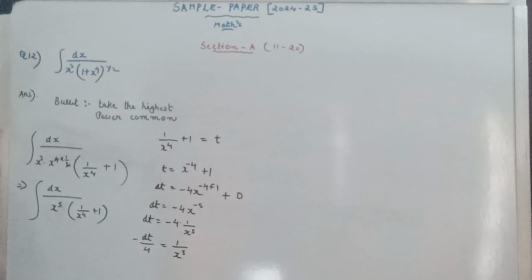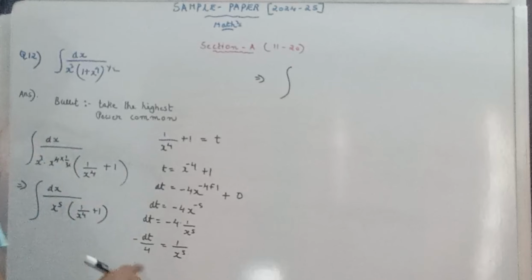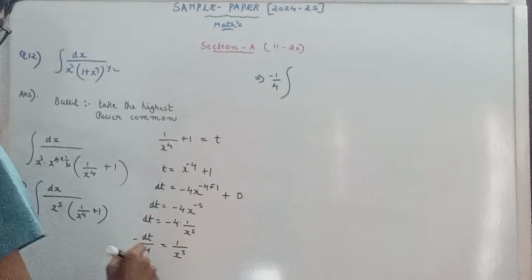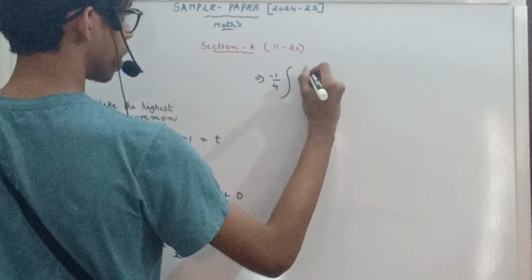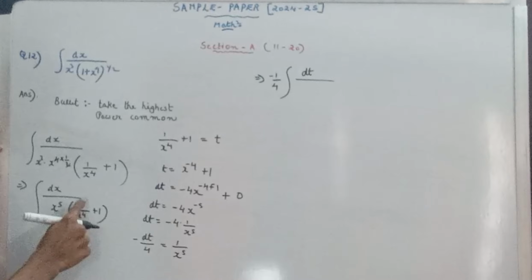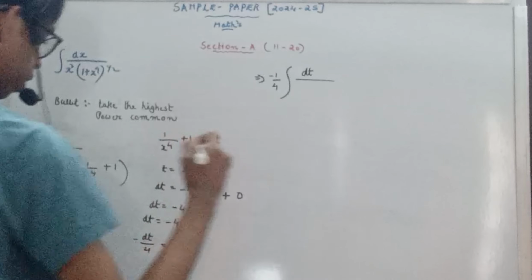Now what can we do? Just substitute it back in your integral. That is, 1 by x raised to 5 is equal to minus dt by 4. We can just substitute it over here. So we will be getting integral of, here this minus 1 by 4, let us take it outside the integral. Here this 1 by x raised to 5 we can write as dt, the whole divided by, then this 1 by x raised to 4 plus 1, we said that it is equal to t.